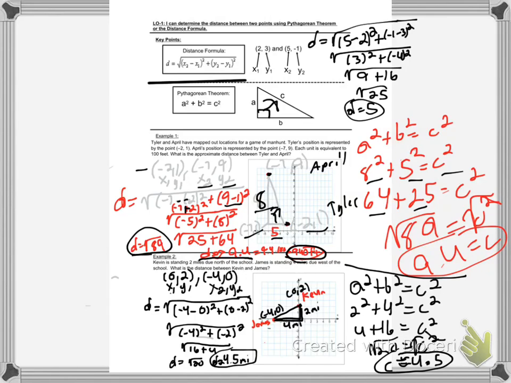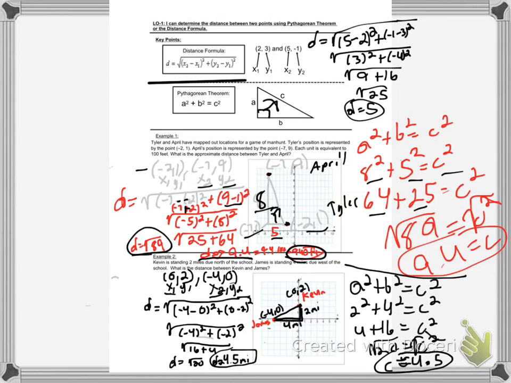Plug them in. -4 minus 0, x2 minus x1, squared, plus 0, y2, minus 2, y1. That'll be -4 minus 0 is -4 squared. 0 minus 2 is -2. -4 squared is 16. -2 squared is 4. 16 plus 4 is the square root of 20. Take the square root of that, I get 4.5 miles.